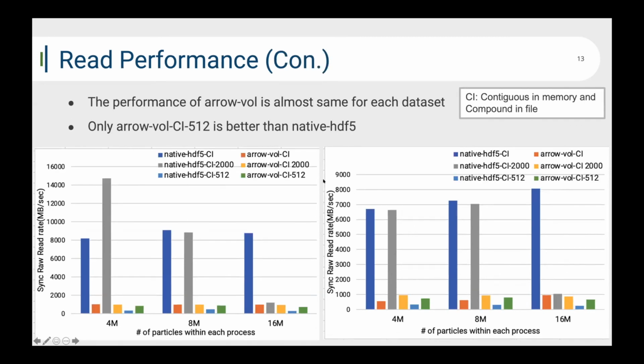Similarly, this slide shows the read performance result when the access pattern is CI, which means contiguous in memory and compound in file. For this pattern, I also tested 3 different use cases, and Arrow needs to read the data set from disk. Similarly, from these 2 figures, we can see that the performance of Arrow is almost the same for each data set. Only reading small size columns performs better than native HDF5. It has the same conclusion as the II pattern.